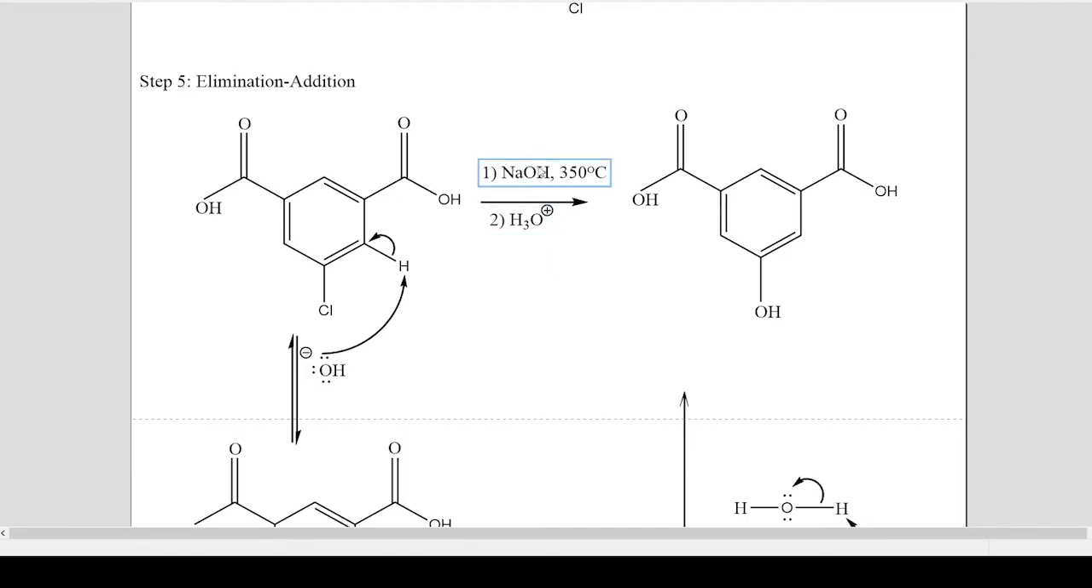Sodium hydroxide is a base. If a base and an acid are put together, they will neutralize each other. That's why sodium hydroxide must be added separately from sulfuric acid in step 1, and then in step 2 we add sulfuric acid.